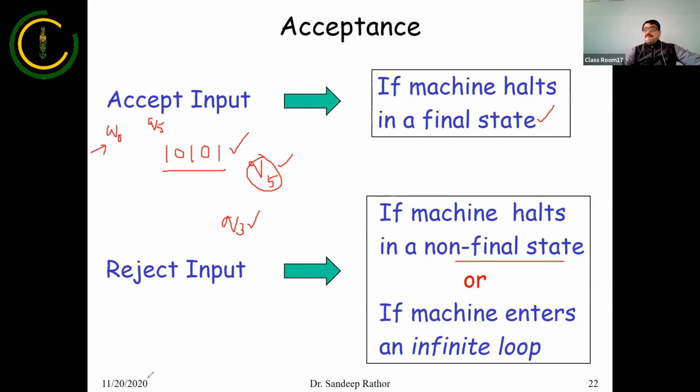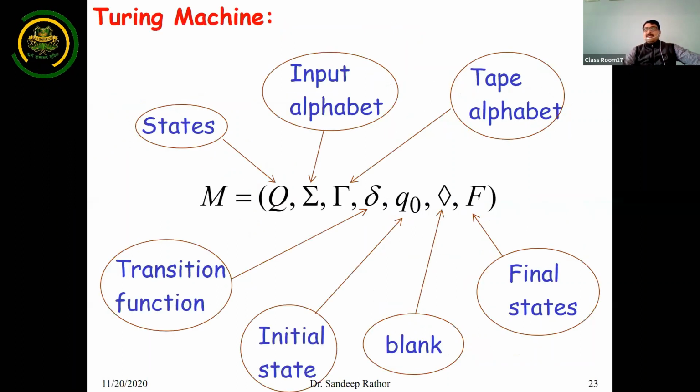Another important case is if your machine enters an infinite loop, then it is also a case of rejection. You can't say that this is the acceptability case. This is actually the rejection case, because your machine is in an infinite loop. So these are the basic guidelines for constructing the Turing machine.